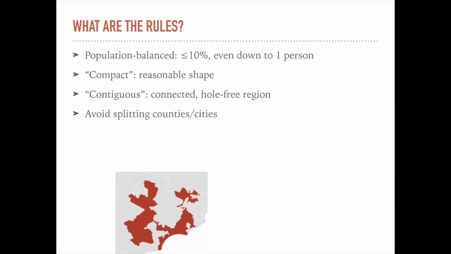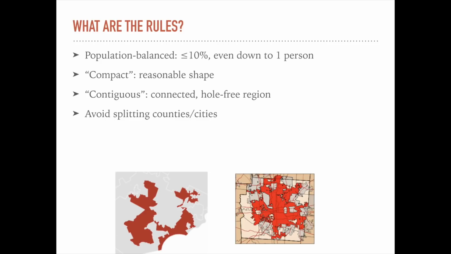Okay, next, the district here should avoid splitting counties or cities. Here's a picture to illustrate that that's hard. This is Columbus, Ohio, and its county. And they actually overlap each other in odd ways. So if you're a redistrictor and you try not to split that county and that city, that's actually complicated guidance.